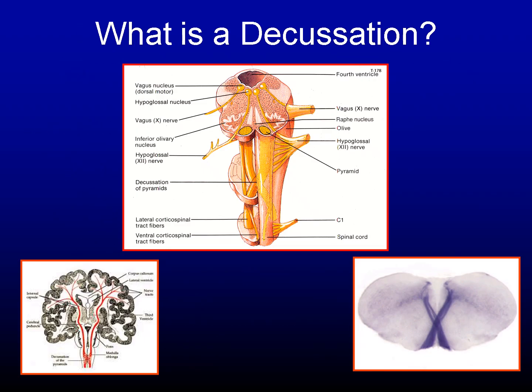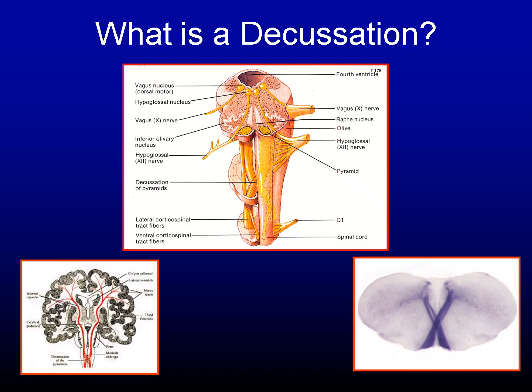Many of the tracts cross from one side of the nervous system to the other. The point where they cross is called a decussation. It is important to know where tracts cross to diagnose location of injury site. Fibers originating on the left side of the brain activate muscles on the right side of the body.